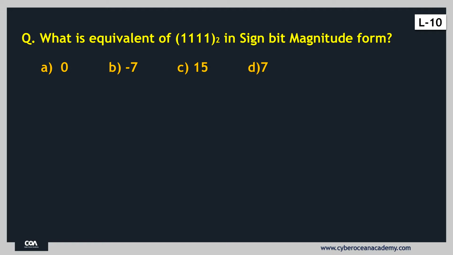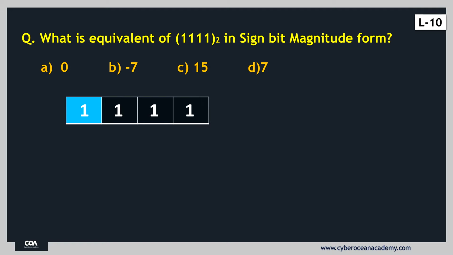Suppose, what is the equivalent of 111 in decimal? Basically this binary number converts to decimal as 15. So our answer may be 15, but it is not the right answer. Why? Because there is a constraint here: the equivalent of this number in sign bit magnitude form. So what will we do in sign bit magnitude form? You just write the number in this way.